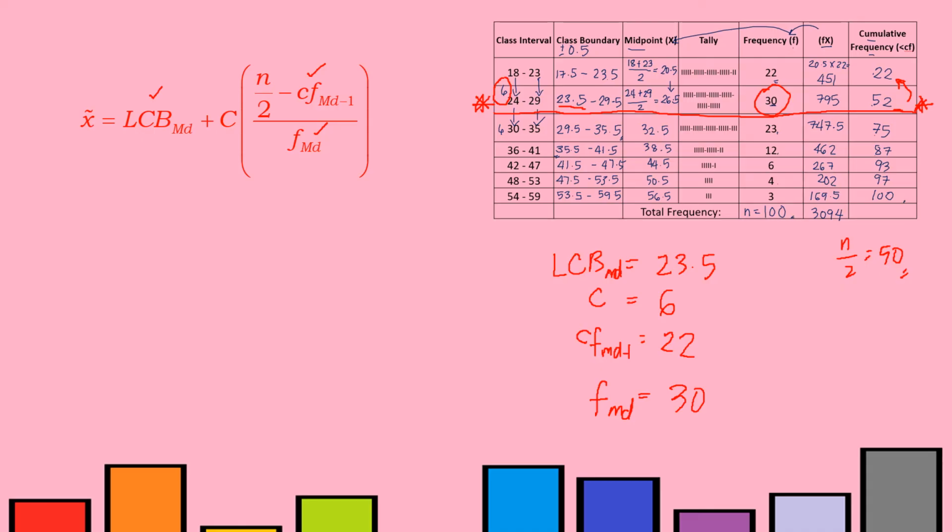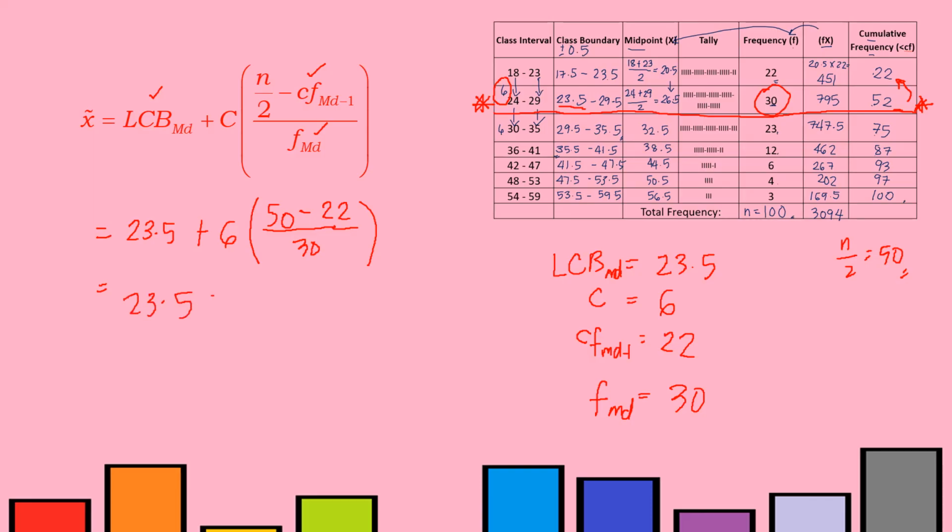Now, let's try to go back to our formula and then solve it. So, ang LCB natin, substitute yung mga given lang. So, 23.5 plus 6, right? So, ang n over 2 natin is 50 minus 22, ang ating CF before median, divided by 30. Okay, of course, using the PEMDAS rule, we need to solve first the values inside the parentheses. So, 50 minus 22, that is 28.